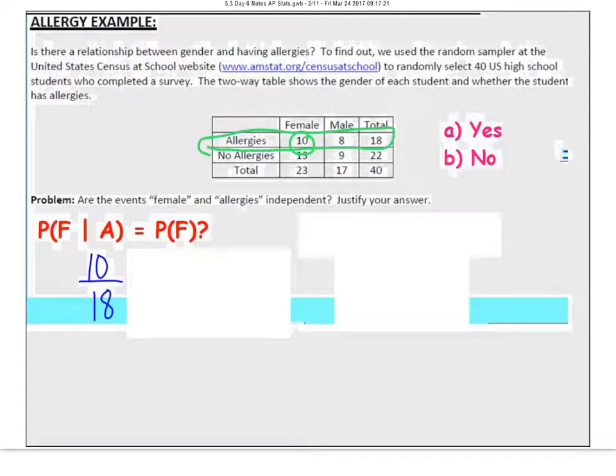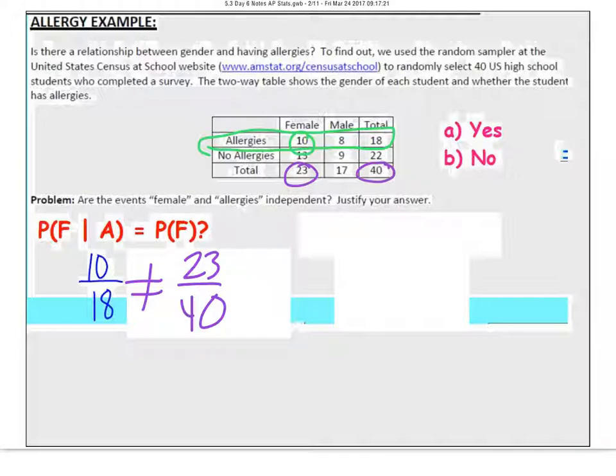Okay, what's the probability I'm female? Well, that's of the entire group. So for that case, we're looking at the entire group, and the probability you're female is therefore 23 out of 40. Now, if I were to simplify these into decimals, I'm going to notice they're not the same.